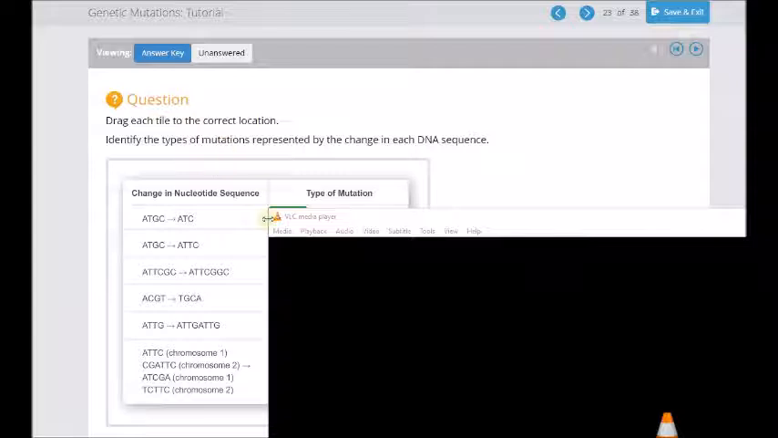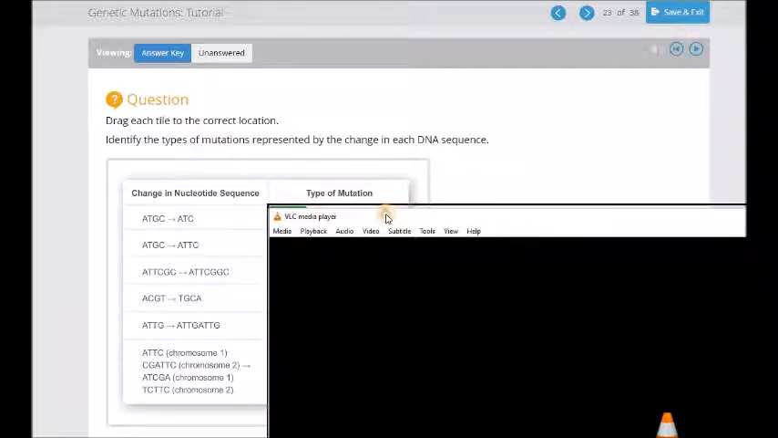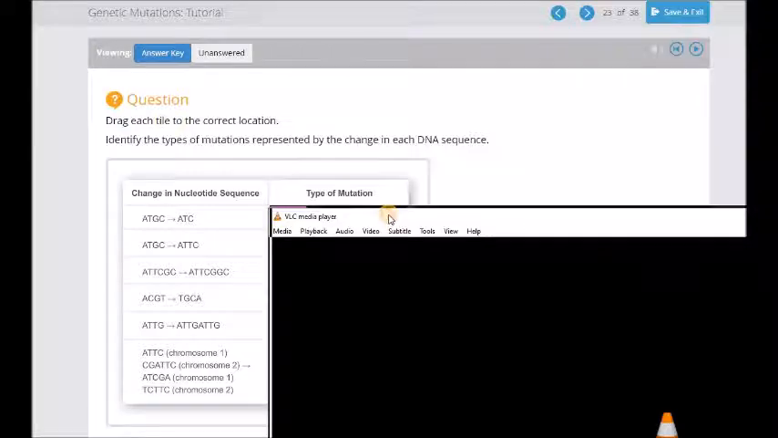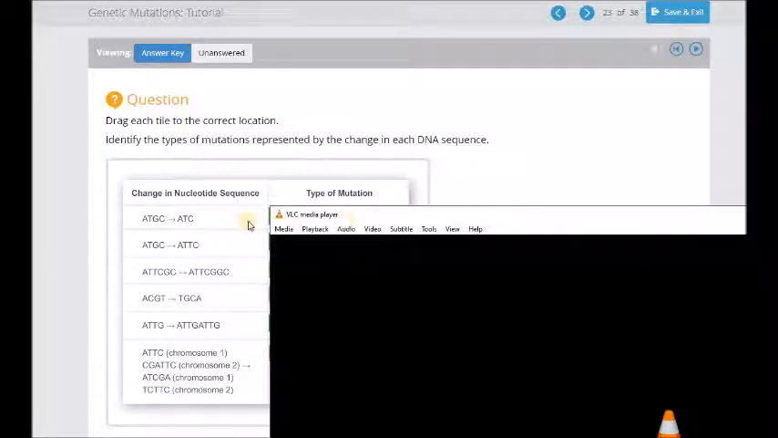Okay, so this is the next question, and I'm covering over the answers with just my media player. So you see what I'm doing there, right? Don't get confused. But basically, if you have an ATGC as the original, here's what it's asking. If the original is ATGC and then it just goes to ATC, what happened? Of all those things we just went through, is that an insertion, a deletion, a substitution, all those things?